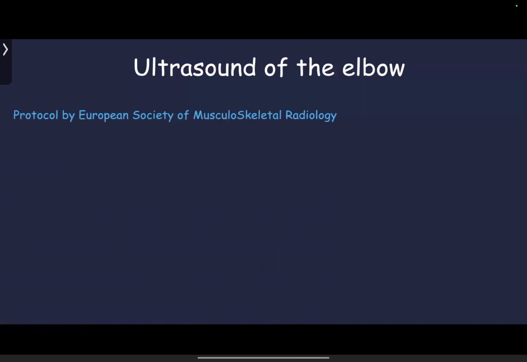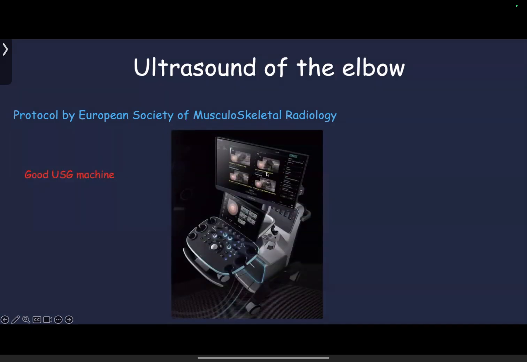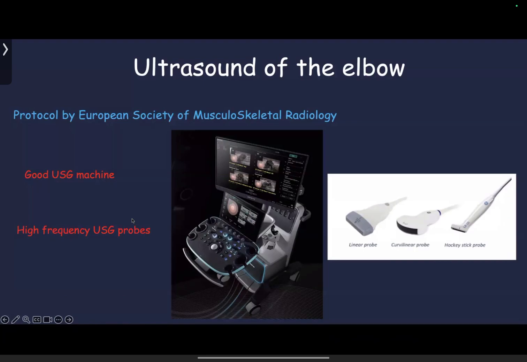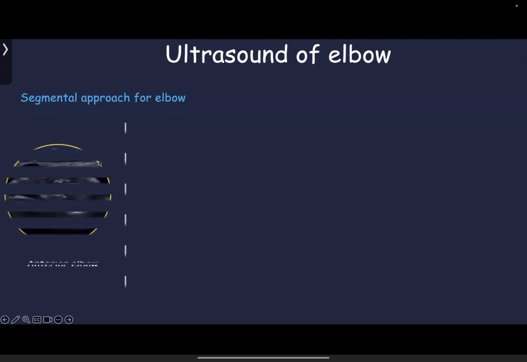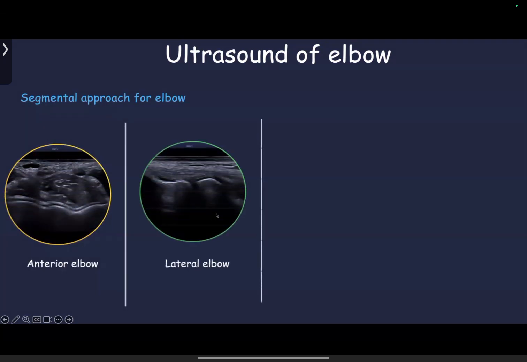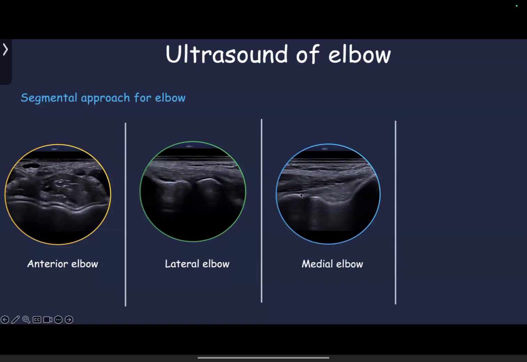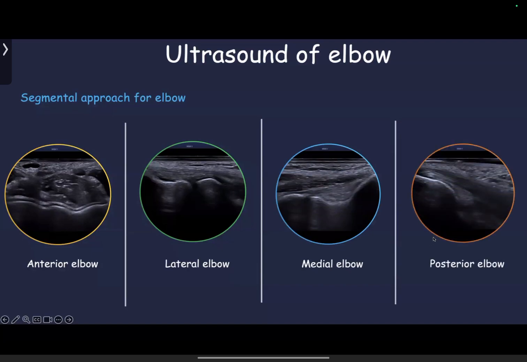So let's go back to the anatomy. We are using the protocol given by the European Society of Musculoskeletal Radiology. To get good musculoskeletal images, we need a good ultrasound machine, and we should use a high frequency probe. For anatomy purposes, we should have a segmental approach for the elbow. So we have the anterior elbow, then the lateral elbow, the medial and the posterior elbow.